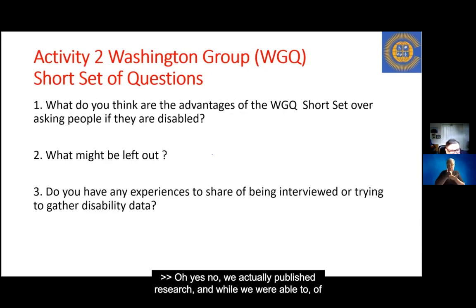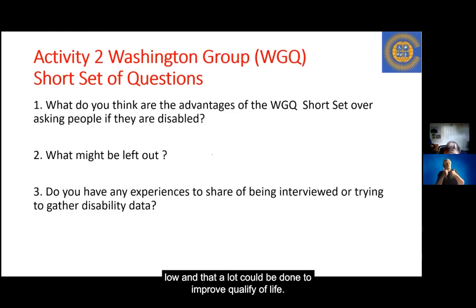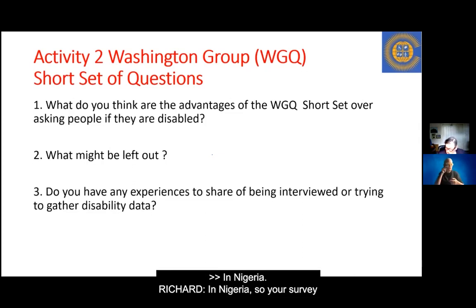Oh yes, no, we actually published the research, and what we were able to establish is that the quality of life for persons with physical disability is low, and that a lot could be done to improve quality of life. And what country was that? Forgive me, I can't remember. Nigeria. In Nigeria. Yes. So your survey showed that the quality of life of people with physical impairments was low. And did you make suggestions about how it could be improved?